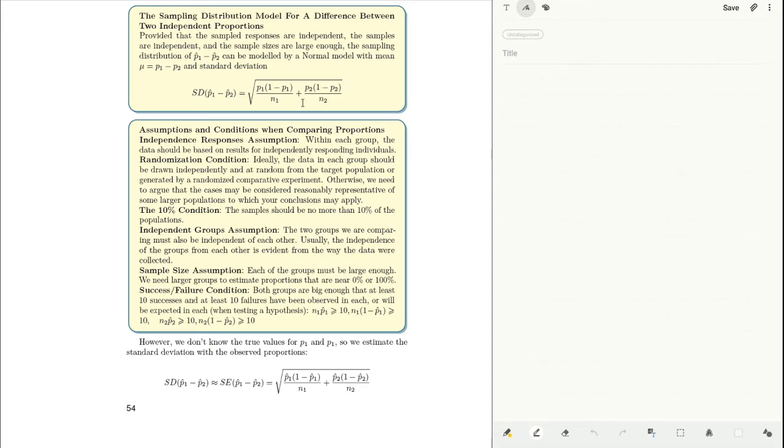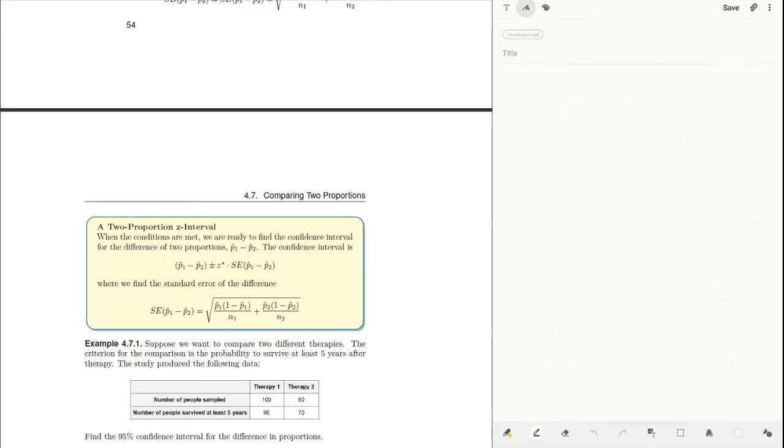Now, because we don't know what the true population proportions are for P1 and P2, we need to estimate the standard deviation, which is called a standard error, by using the sample proportions. So the sample proportion for group 1 is P1 hat, and the sample proportion for group 2 is P2 hat. So we can estimate the standard deviation by using these sample proportions. If those conditions are met, then we can find a confidence interval for the difference of two proportions. And this is called a two proportion Z interval.